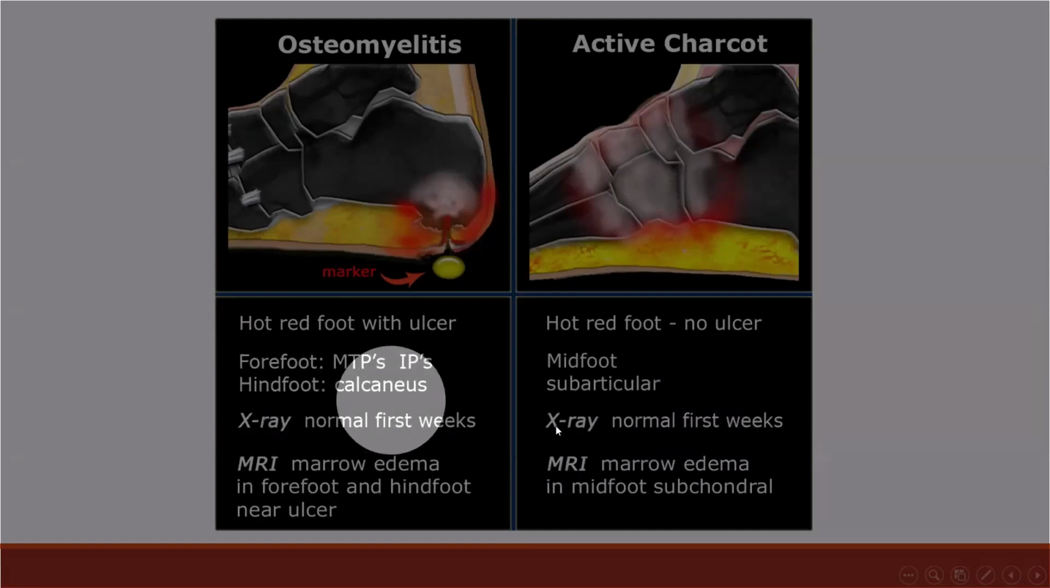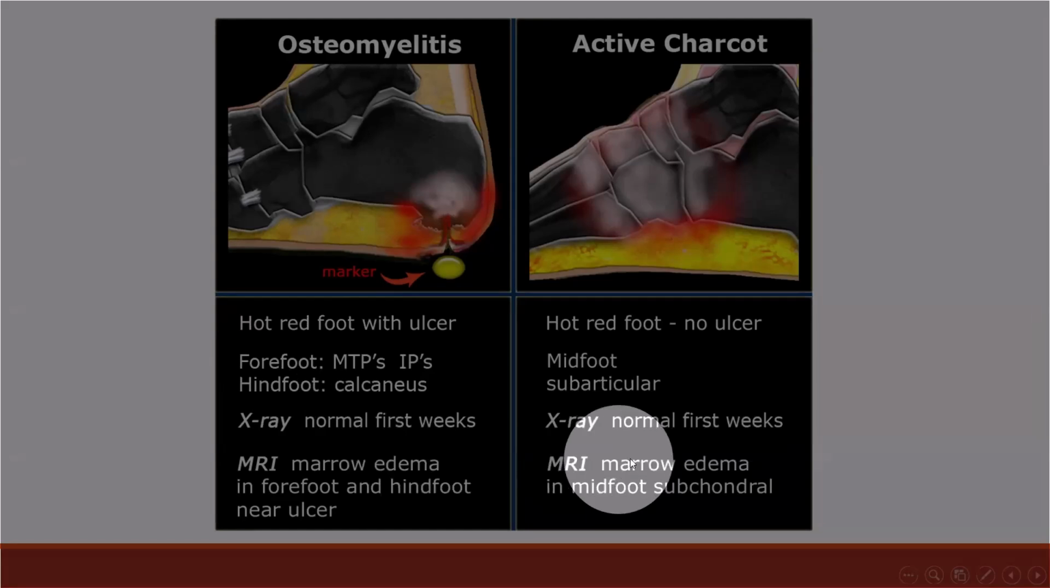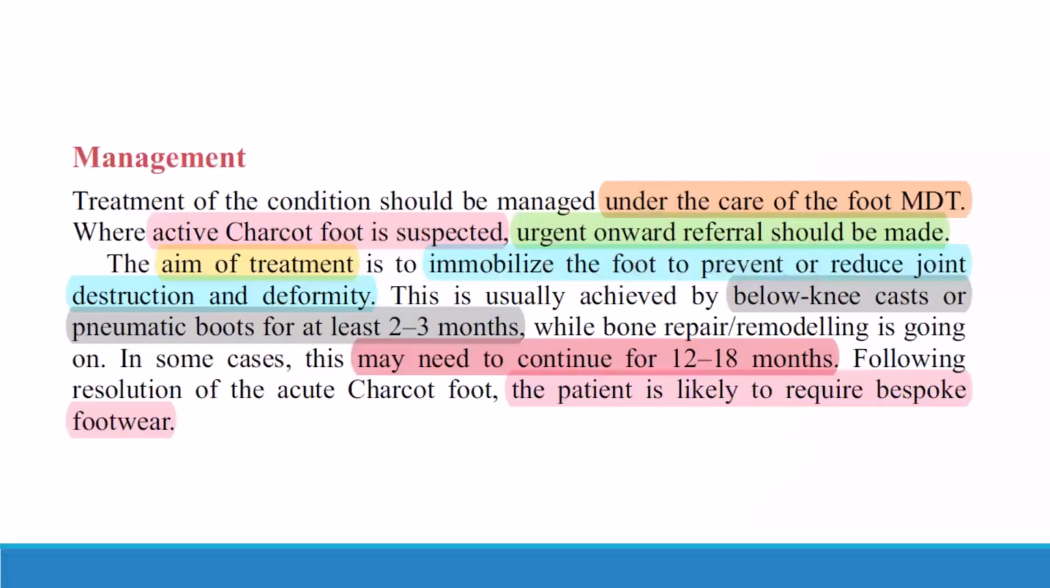The MRI can differentiate: in osteomyelitis, marrow edema in the forefoot and hind foot, where there is an ulcer, but in Charcot, marrow edema in the midfoot, subchondral. So midfoot is Charcot, and the hind foot and forefoot is osteomyelitis.